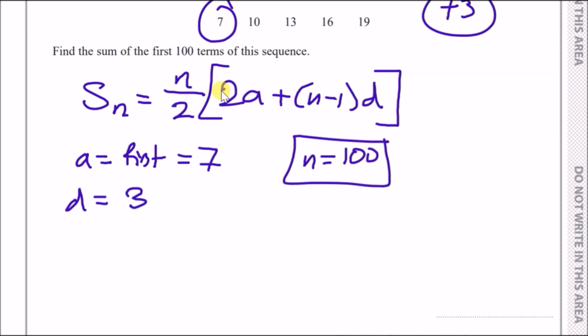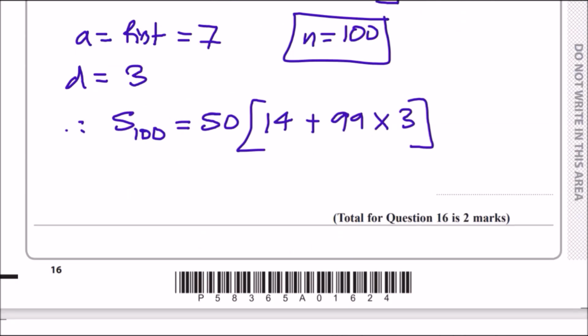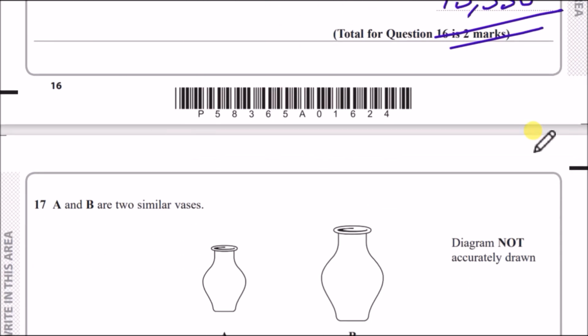Now, just put it in a calculator. So we can say that S100 is going to be 100 over 2, which is 50. And then 2 times a, which is 14. Now, n minus 1, so 100 take away 1 is 99. And then we're going to have 99 times 3. If you do that, you're just going to get a result of 15,550. And that's it, guys. Yeah, so far, not bad, is it?